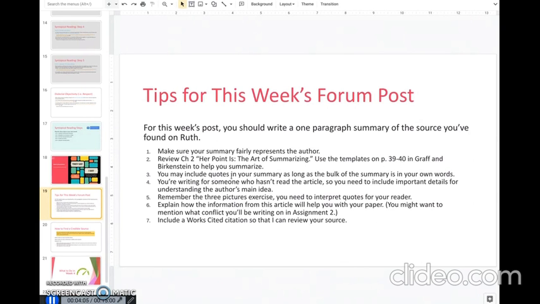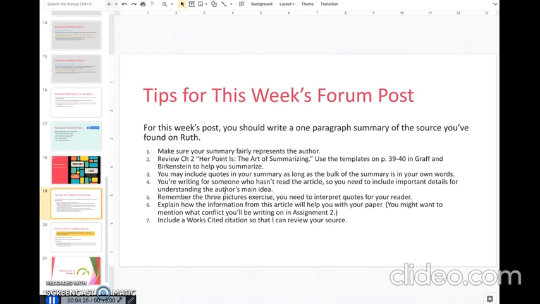You may include quotes in your summary as long as the bulk of the summary is in your own words. So I would put it this way. You may have one long sentence quote, or you can have a couple little what we call minimal quotes, which are just phrases that you borrow from your author. And you would still put those in quotation marks.